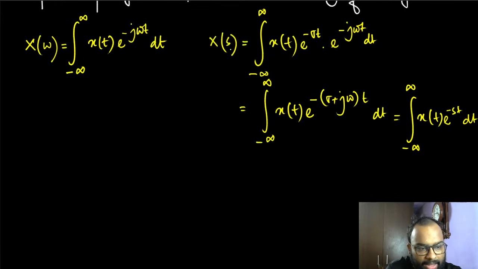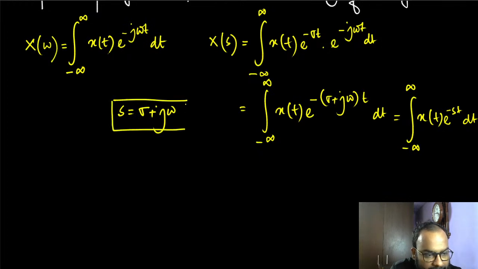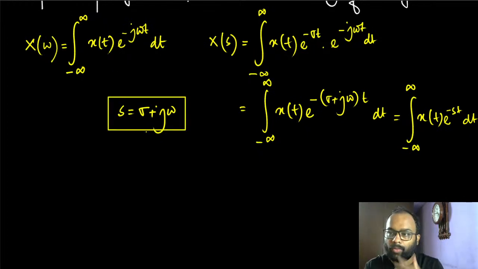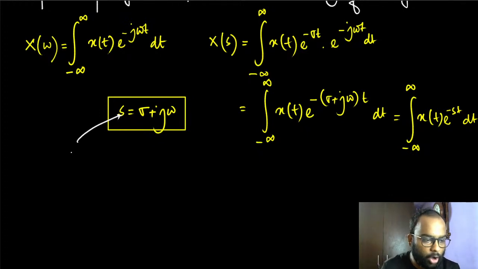We express that as S, where S is nothing but a specialized version of that. Essentially S is sigma plus j omega, which is the representation we regularly use. That's what we call the complex frequency. So this S term is known as the complex frequency.